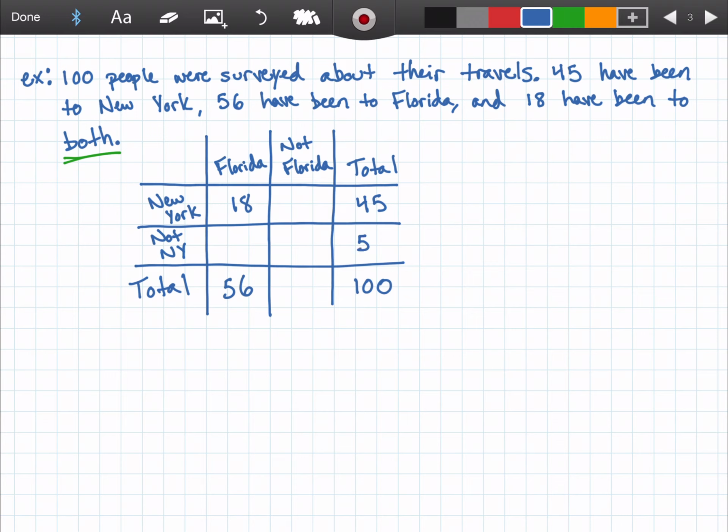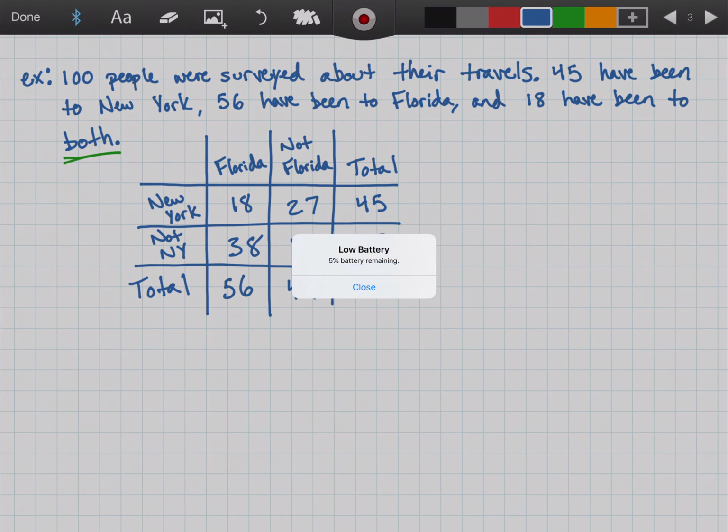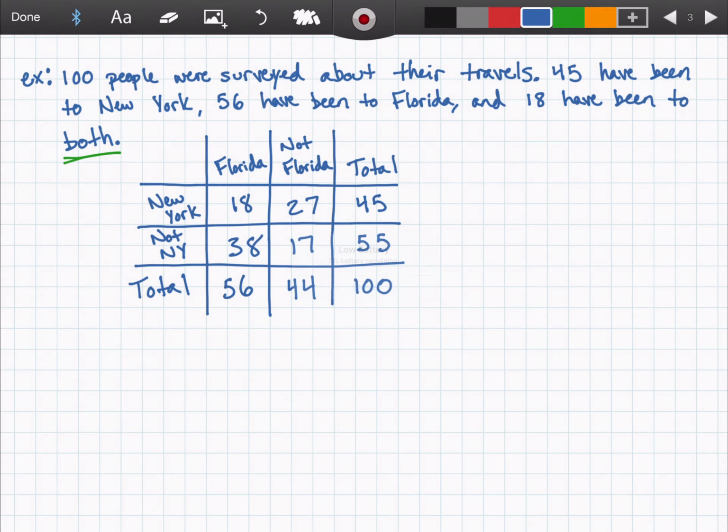So we know that this is 55, and I'm pulling out my calculator. 56 minus 18, 38. 55 minus 38, 17. 45 minus 18 is 27, and now I can add those together, or I can do subtraction, and I get 44. And now it's being able to answer the probability questions just like before.